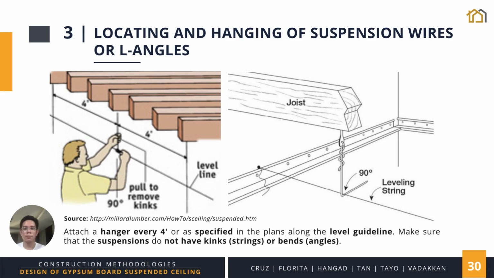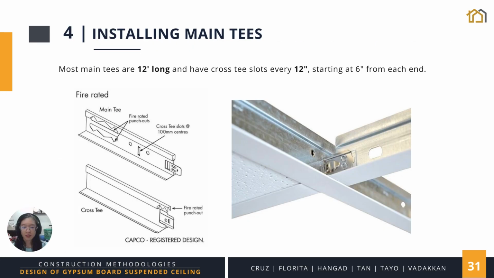The last sub-step for this part is to attach the hangers every 4 feet, or as specified in the construction plans, along the assigned suspension. Ensure that the string and the angles have no bends or kinks. The next step is to install the main tees.